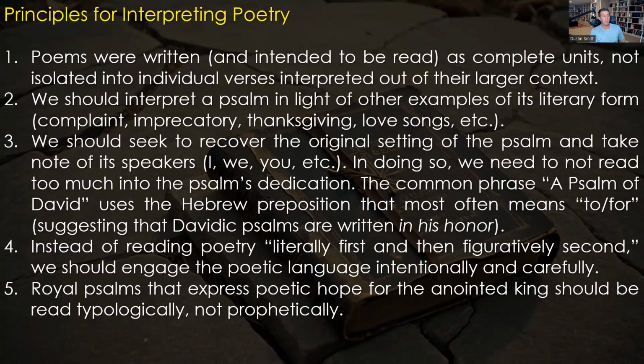One last point. Okay. The royal psalms that express poetic hope for the anointed king should be read typologically, not prophetically. We didn't take the time to go into this in much detail at all, but the royal psalms are the psalms that talk about God's anointed. Okay. So, like Psalm 2, Psalm 72, Psalm 89, Psalm 110, Psalm 132. Okay. They talk about Yahweh and his anointed.